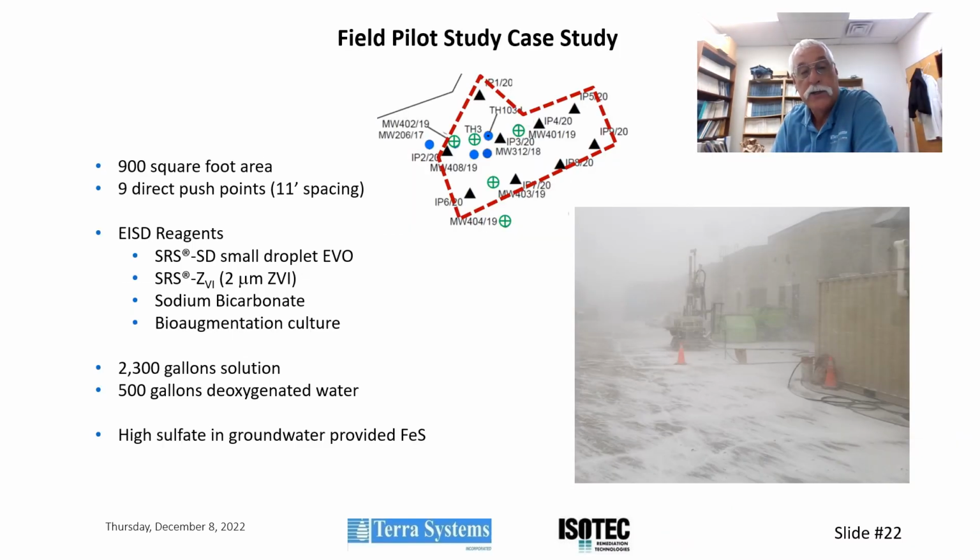Next, I'll talk a little bit about a pilot study that was done, a fairly small pilot, about 900 square feet, 9 direct push points on 11-foot spacing. The reagents included the SRS small droplet EVO, the SRS Z with a 2-micron ZVI, sodium bicarbonate, and then a bioaugmentation culture. About 2,300 gallons of total solution was injected, which included 500 gallons of deoxygenated water. And the groundwater contains about 200 to 270 milligrams per liter of sulfate.